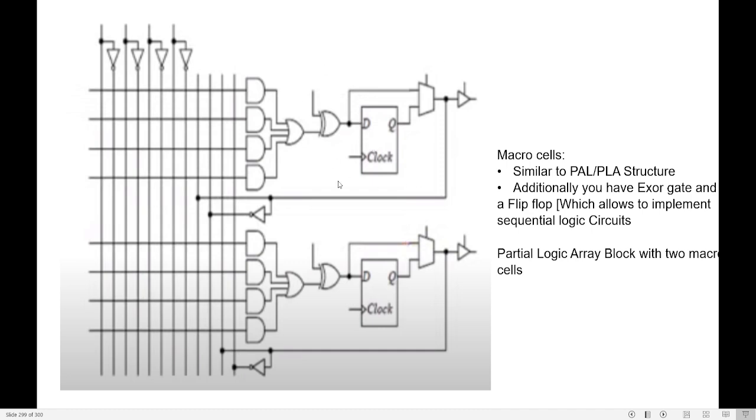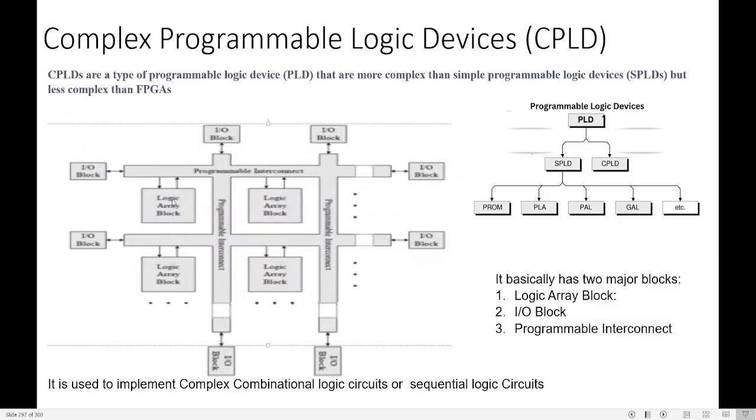To design a sequential cell, what is it that we need? Apart from input buffers, AND gates and OR gate, we need an XOR gate, a flip-flop and a multiplexer. This type of setup will be there in a macro cell. Where is this macro cell sitting? Macro cell is sitting in the logic array block.